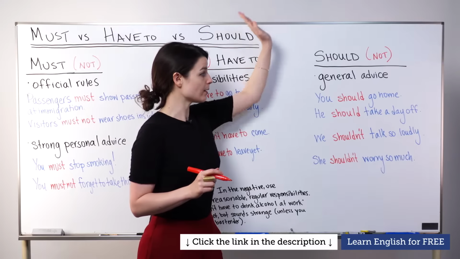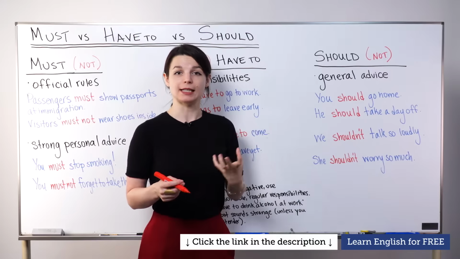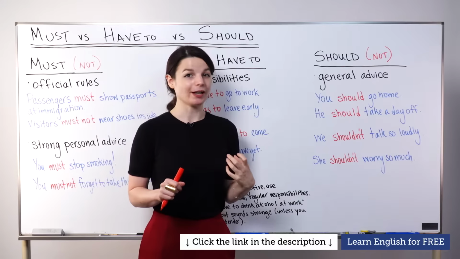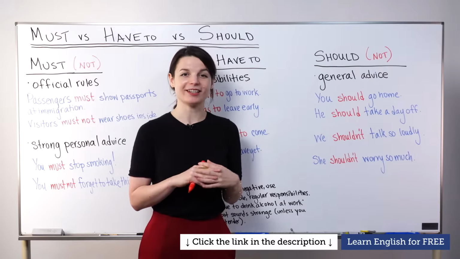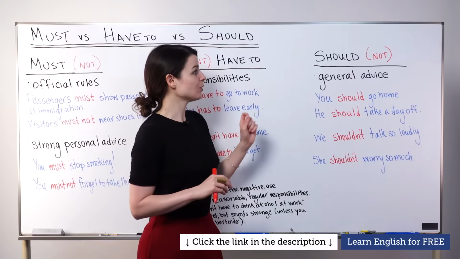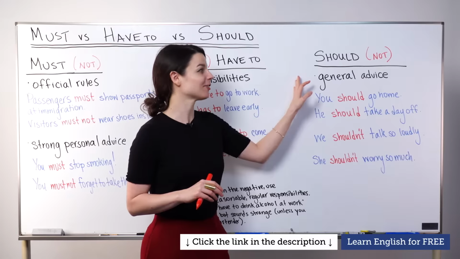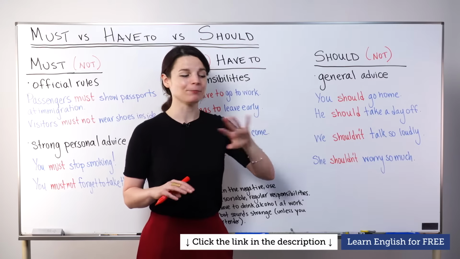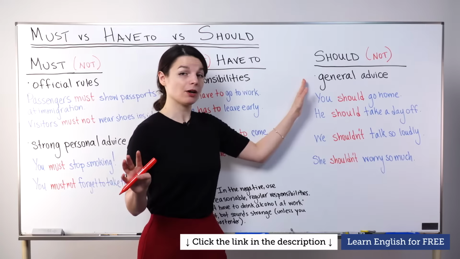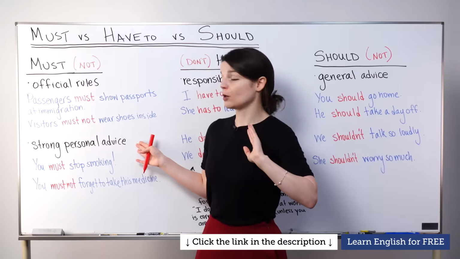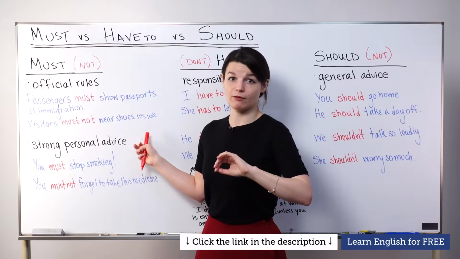The last point is about should. In the negative, it's should not, and we reduce should not to shouldn't. Should, should not, and shouldn't. We use should and should not for general advice. General advice. This means everyday, regular life advice. So compare this to must and must not, which we use for very strong personal advice.